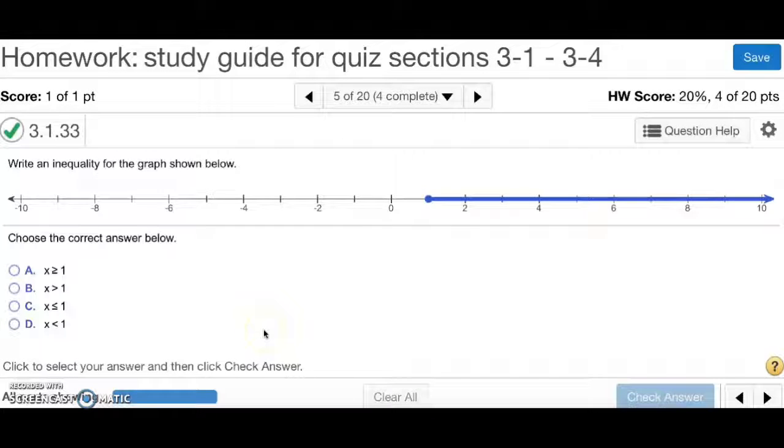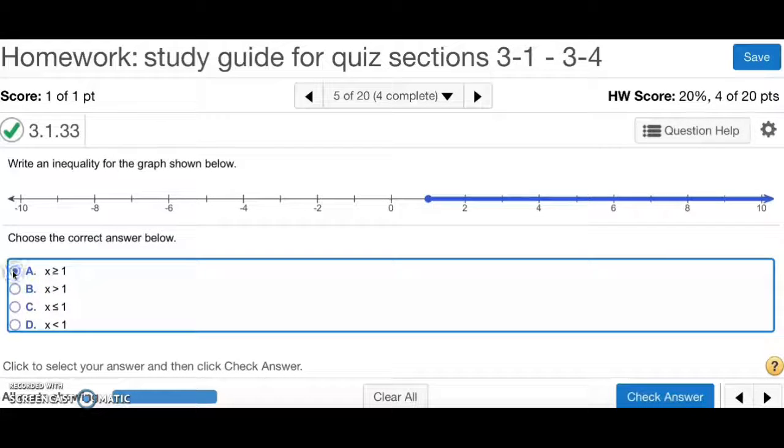Number 5, we're doing the reverse. We're given the graph, and we're looking for the inequality. We're starting at 1, and we're going to the right. And we see it's a closed circle, so that means it has to be an equal-to inequality. So it has to be either A or C. It's going to the right, so the inequality pointing toward the right is going to be A. So the answer is A for number 5.